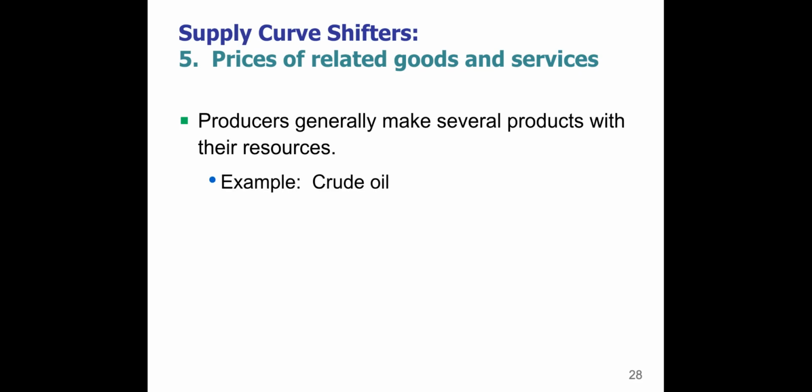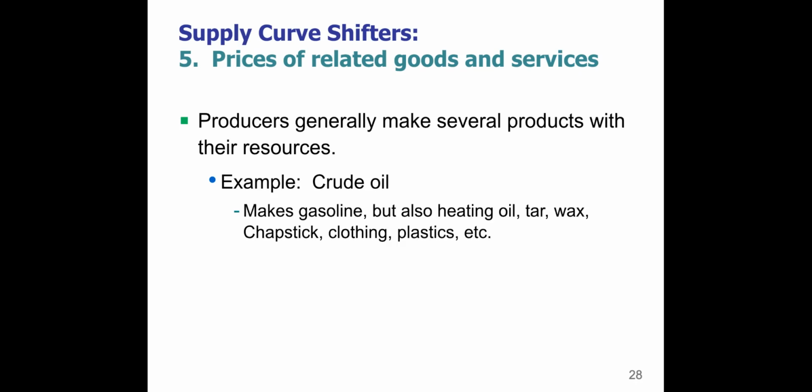So, I put an example here of crude oil. Crude oil is a raw material, it's a natural resource that is pumped out of the ground. Crude oil has to be bought in its raw form and then it has to be refined. And it goes to an oil refinery and it's refined into multiple products that we buy. One of the major ones, of course, is gasoline, but lots of products are made out of petrol. This includes heating oil, tars, waxes, things like chapstick, and even certain types of clothes made out of polyester and all plastics. Most plastics are made out of petrol.